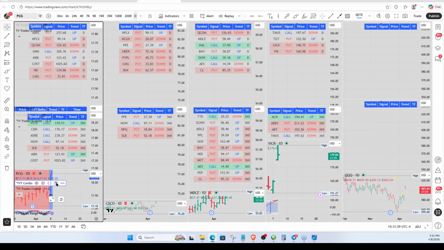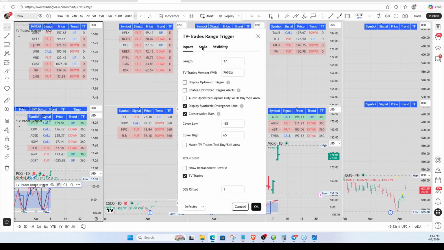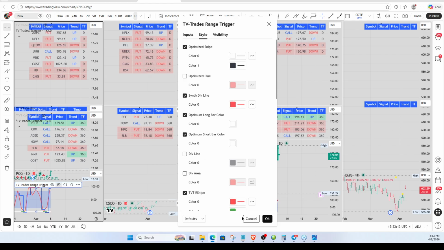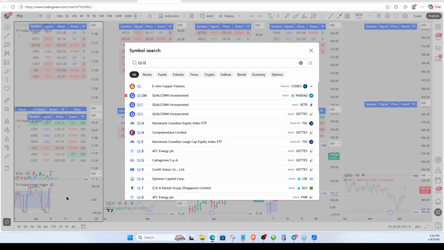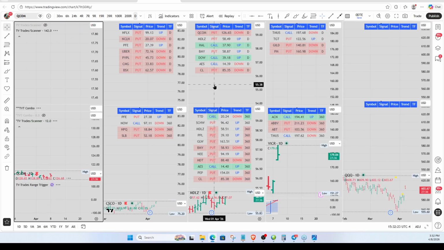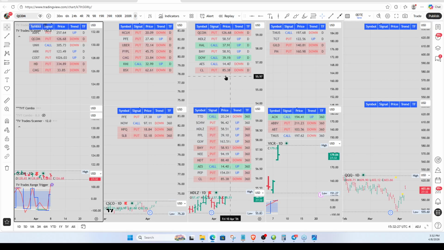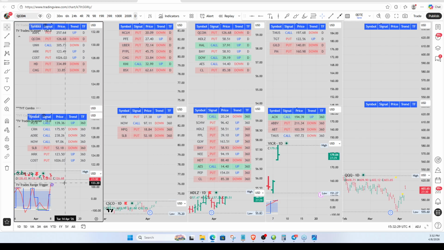Let's get rid of this. And that. Alright, and we'll look at this. And inside the trigger, we'll just get rid of the div line right now. And this is a daily. So if we look at QCOM right here, QCOM does cross, so QCOM's good. And let me just keep track of this.